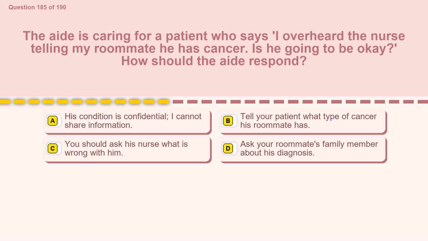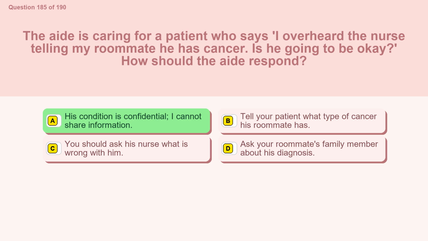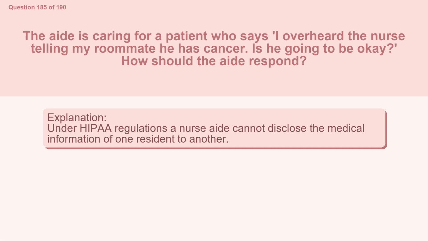Option A: his condition is confidential, I cannot share information. Option B: tell your patient what type of cancer his roommate has. Option C: you should ask his nurse what is wrong with him. Option D: ask your roommate's family member about his diagnosis. The correct answer is option A: his condition is confidential, I cannot share information. Under HIPAA regulations, a nurse aide cannot disclose the medical information of one resident to another.